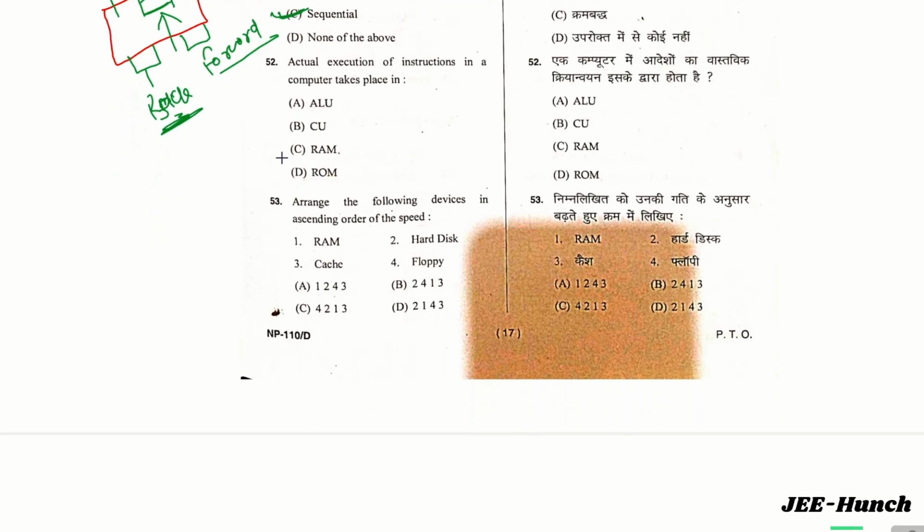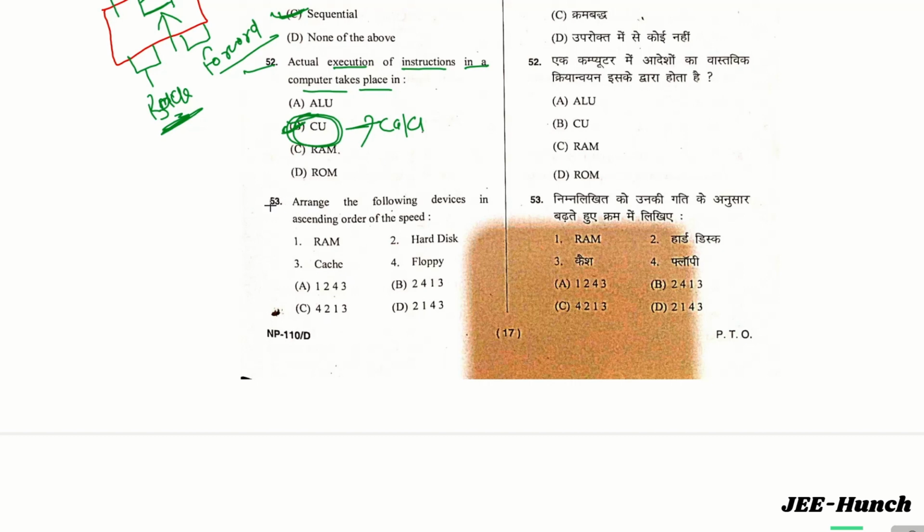Next, 52. Actual execution of instructions in a computer takes place. Actual execution of instructions. So you all know it is the CU, control unit, when we talk about calculations and executions. So control unit takes place.